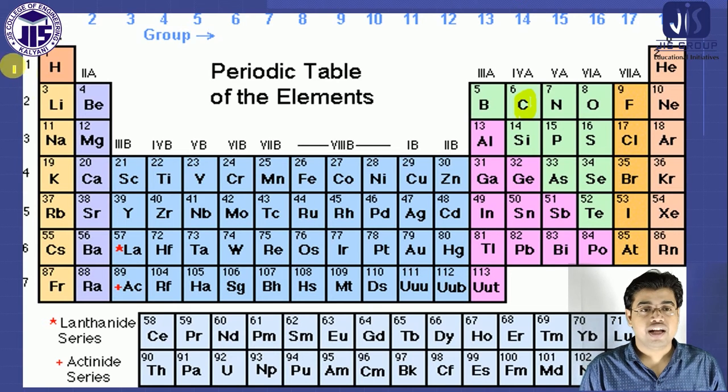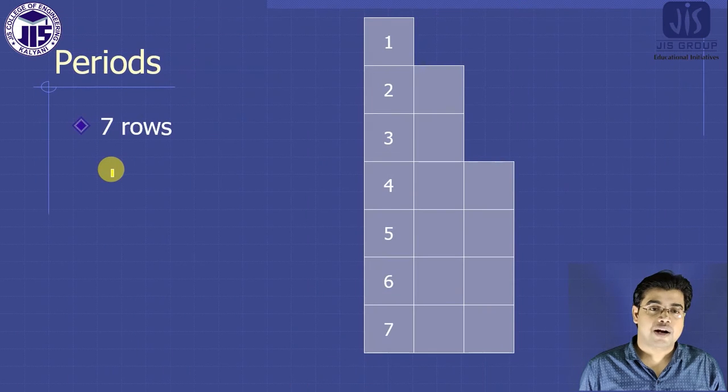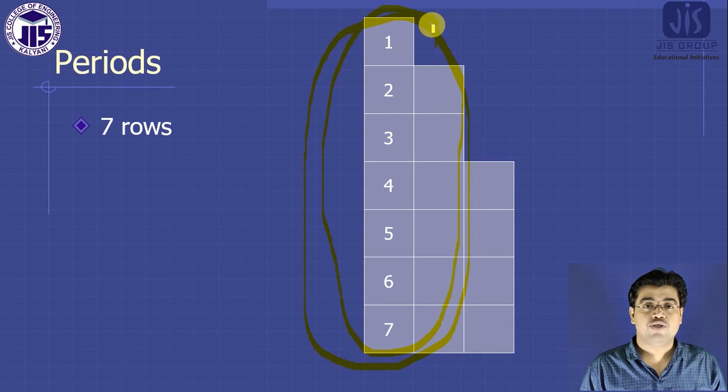First of all, look here. There are two things which you have to keep in mind: in the modern periodic table there are two terms. One term is row. These are actually called rows, 1 to 7. So that means in the modern periodic table there are 7 rows.